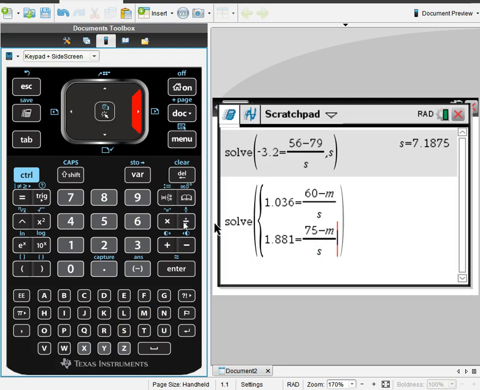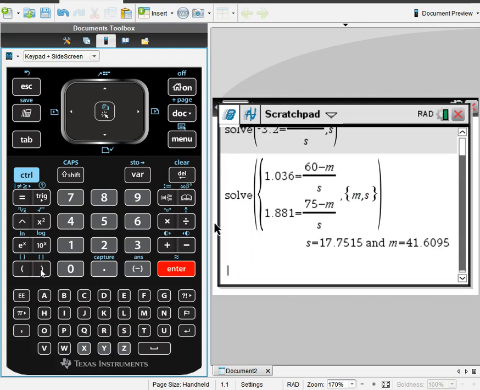Now we're solving for two variables here, so notice what I had to do was get my cursor completely outside of both equations, put a comma, then open a curly bracket, which is above the right parenthesis, Control, because this is a list, and then you put M comma S because you need to solve for both variables. Enter, and it finds the mean and standard deviation for you. Very, very nice, easy way.